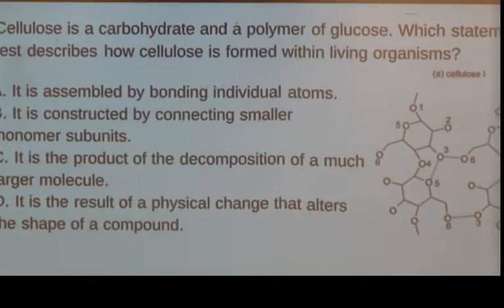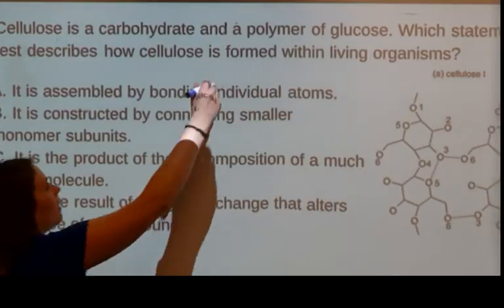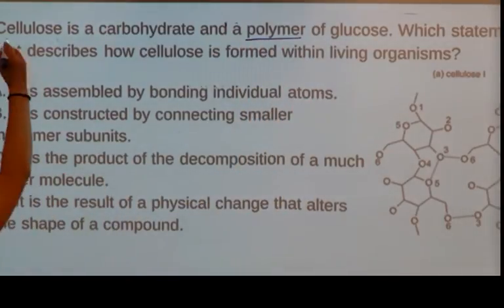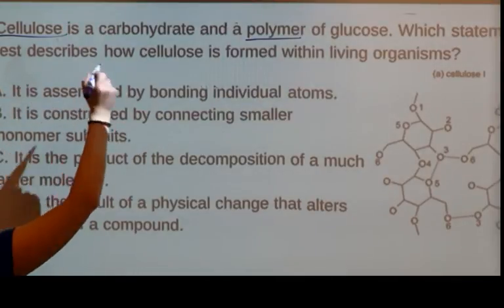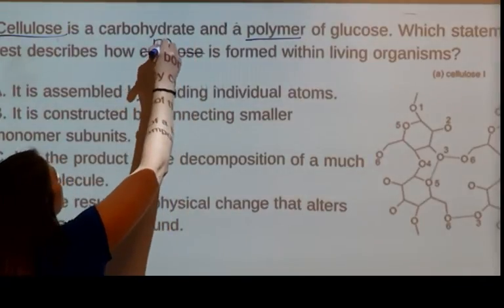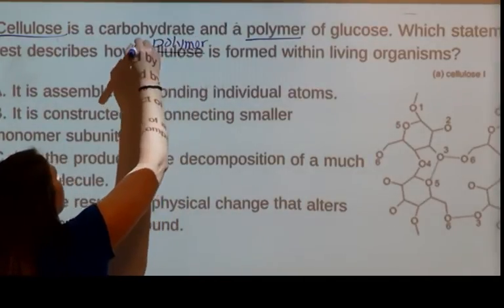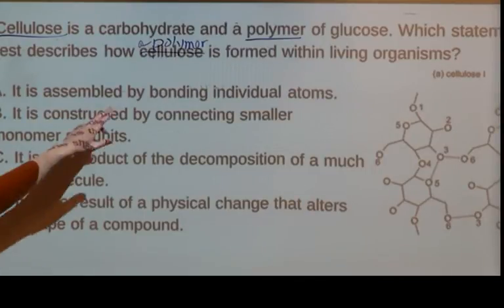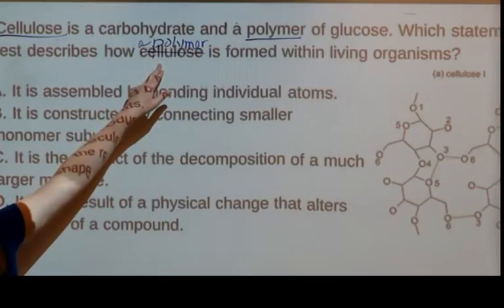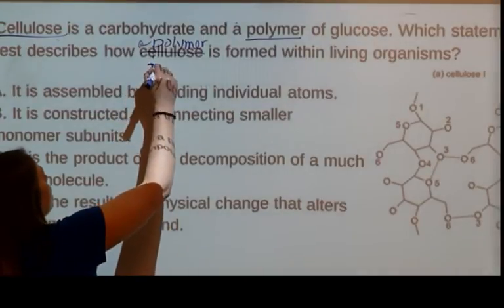So if I were going to change this question, I see the word polymer here, and it tells me that cellulose is a polymer, and maybe I don't remember what cellulose is. So what I would do is I would say, which statement best describes how a polymer is formed within living organisms? That's all the question's asking you. It's asking you in a specific manner using a specific macromolecule, but it's just asking, do you know how a polymer is formed? And earlier you told me it's formed through dehydration synthesis.